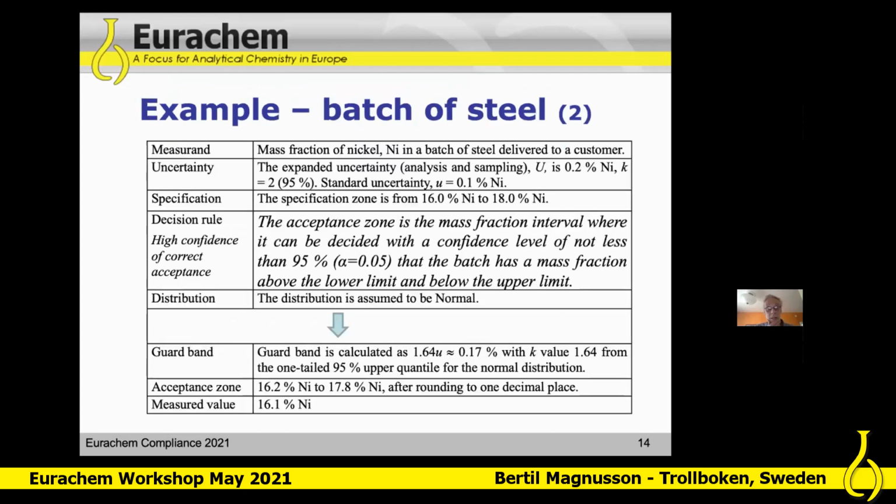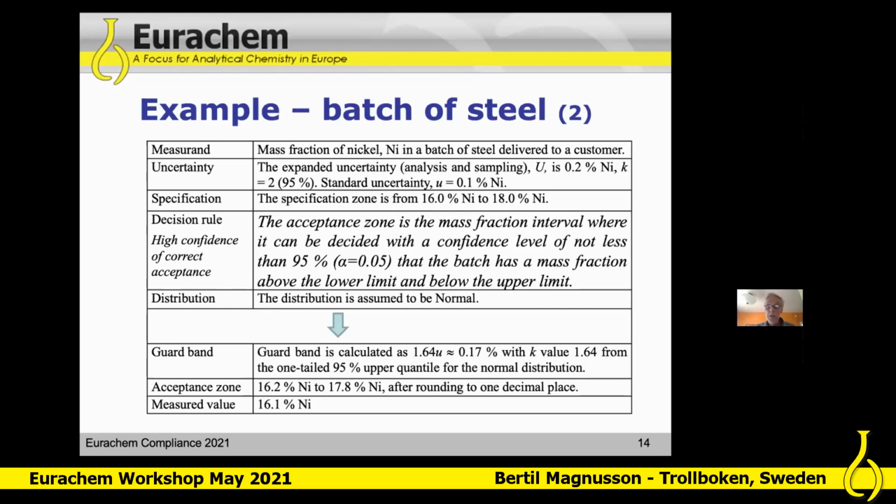If we look at an example from the guide, this is example 2, I think. So we talk about the mass fraction of nickel. We have 0.2% nickel as a standard expanded uncertainty. And we have the specification zone, and we have a decision rule of high confidence. And this gives us a guard band and a little narrower zone. So we now have the acceptance zone not from 16 to 18, but from 16.2 to 17.8. So we have a slightly narrower zone.